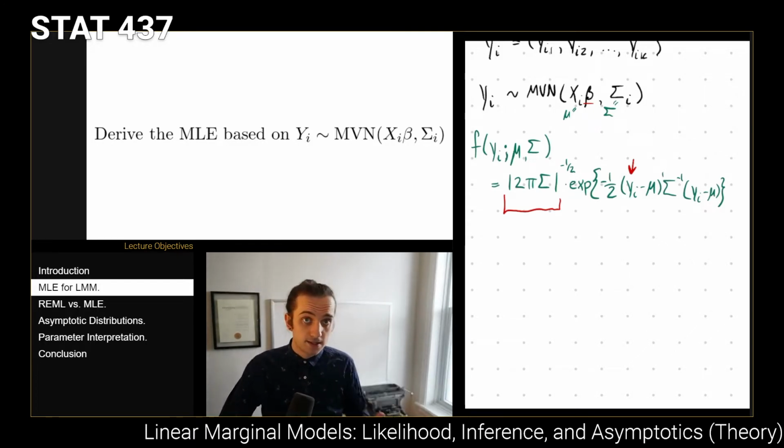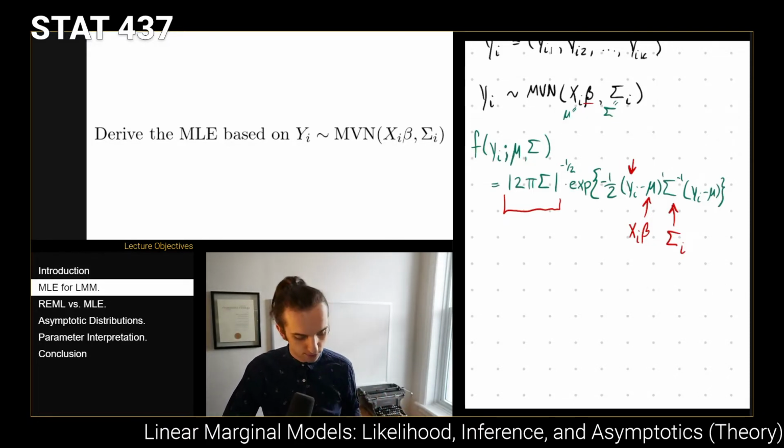And then the basic idea is that if we replace mu here with xi beta, and we replace sigma with sigma i, then we can find the MLE, and that will give us the estimator that we saw in the previous lecture. In order to do this, instead of focusing on the full likelihood, I want to focus on the score function, because that's going to be a bit simpler to work with.